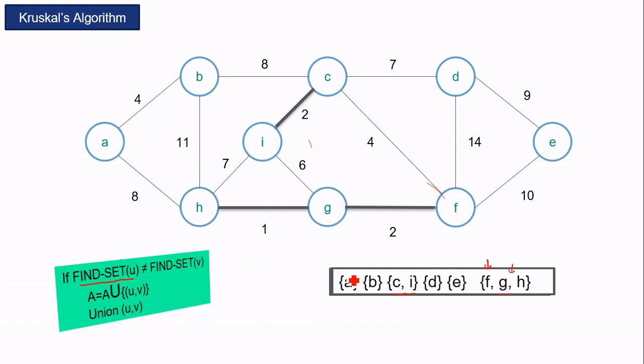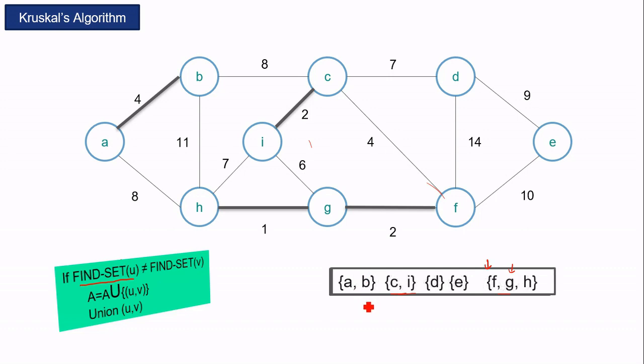Okay, so they are not in the same set, so definitely I can add AB into my set of edges in the minimum spanning tree. Now I will perform the union of these two independent sets A and B and form a single set AB.